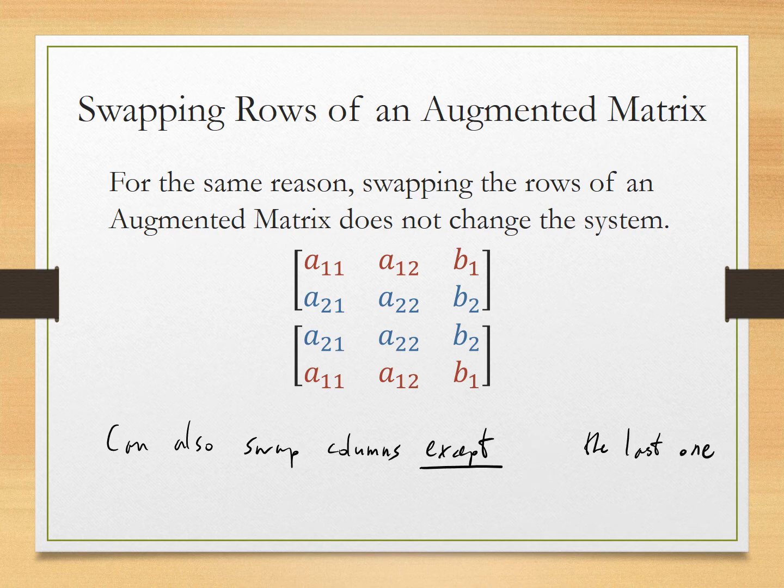So you can also swap columns, except the last one. You can't swap the last one, but you can swap any other columns, because you're just rearranging which variable you mentioned first. So it's okay.